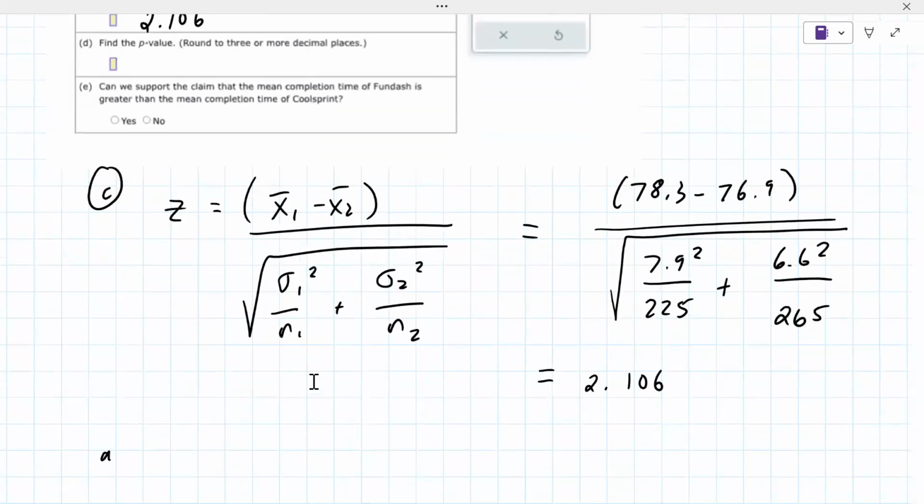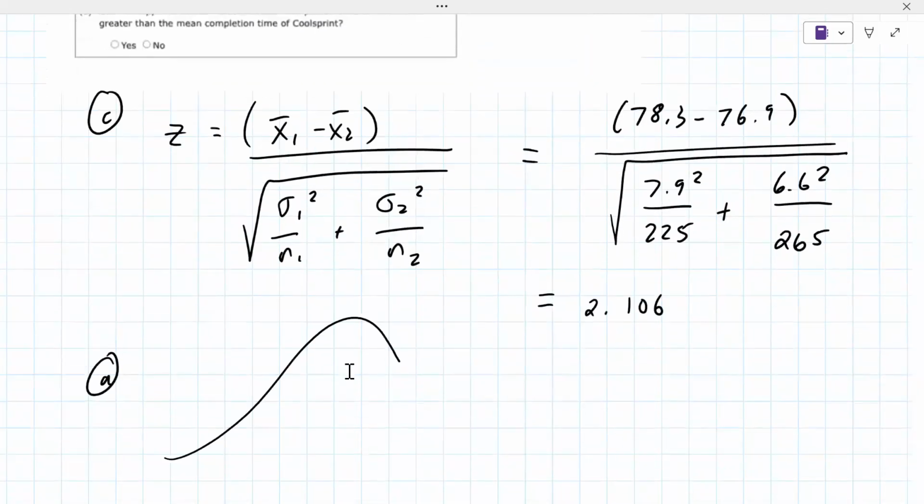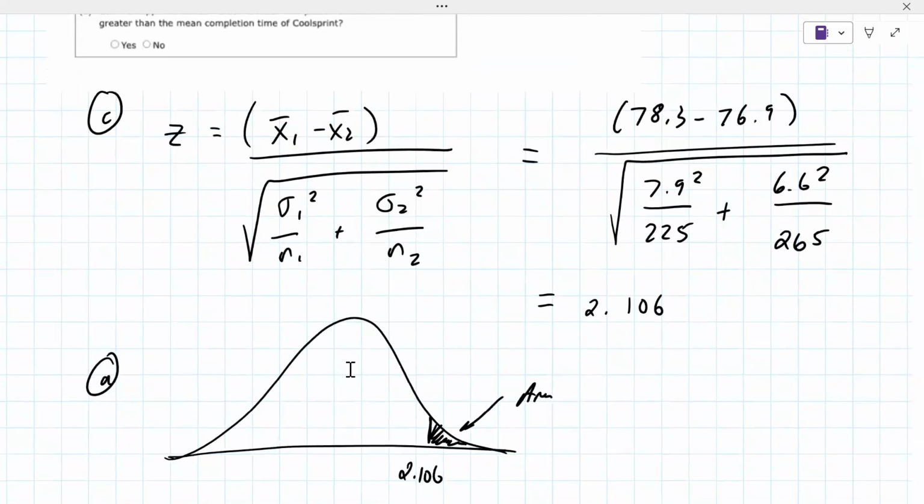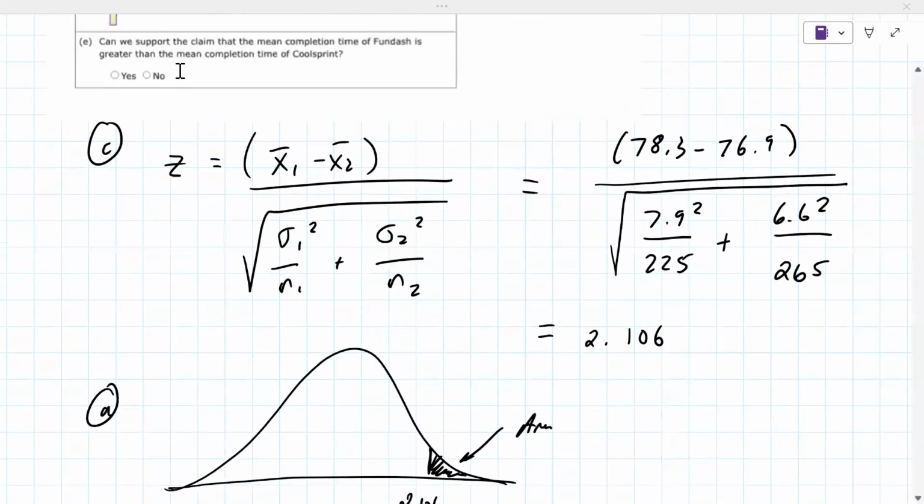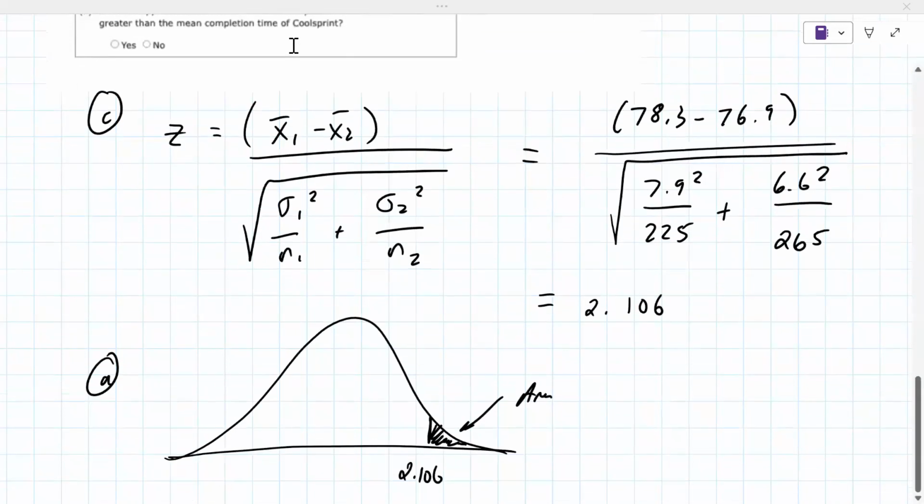For part D, it's helpful to draw the normal curve here. 2.106 is over here somewhere. We want the area to the right of it. You can get that from a table or computer, the normal cdf of 2.106. It's pretty small because it's to the right there. Does it say 4 decimal places? It says 3 or more. So 0.0176. 4 is kind of the standard.